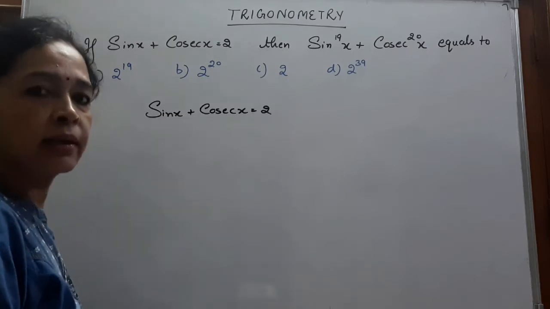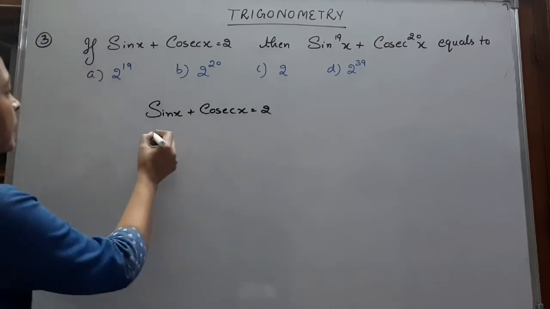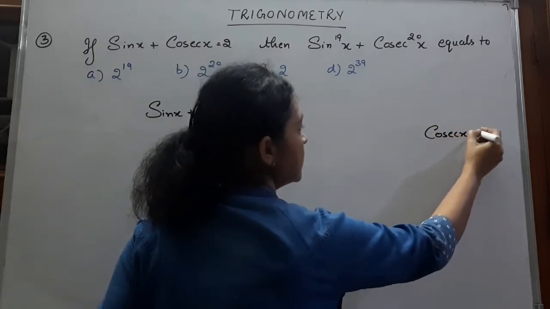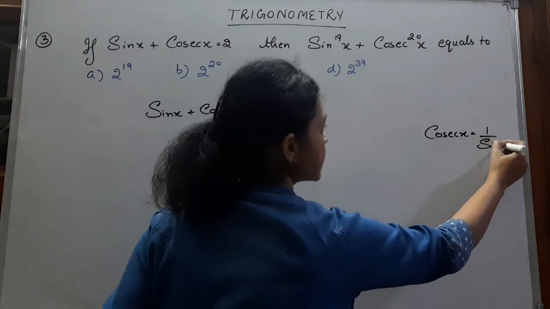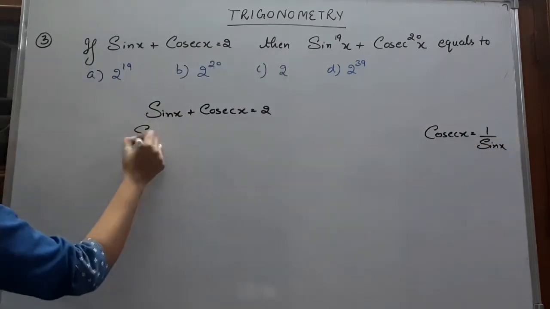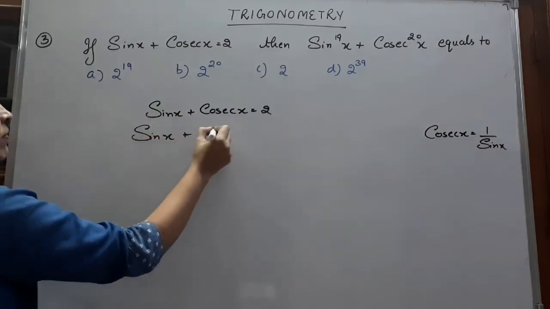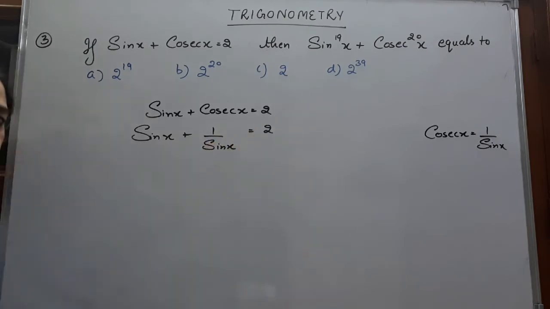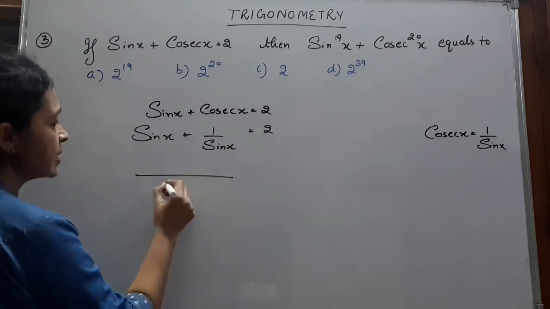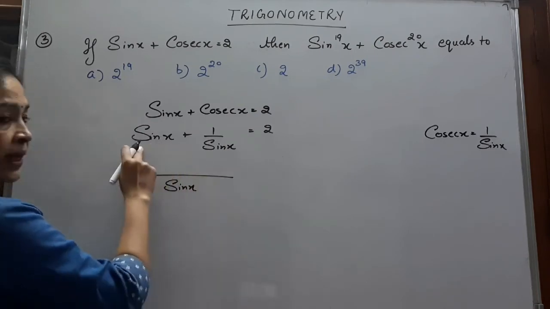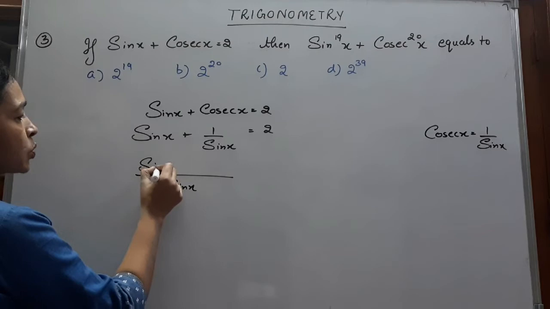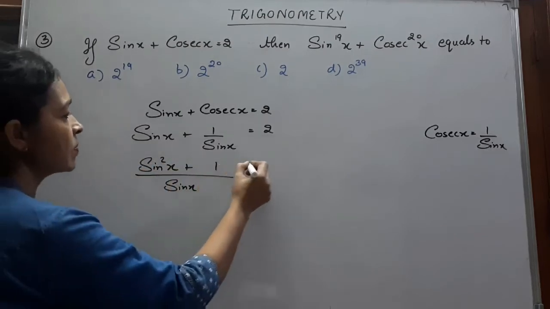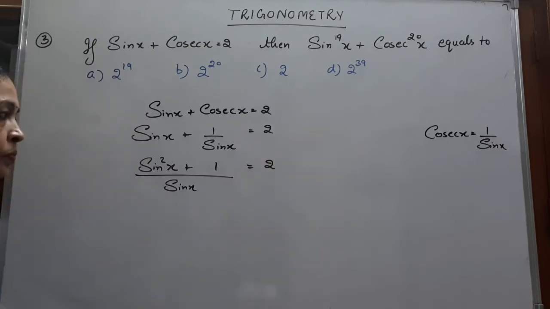What is cosec? Reciprocal of sin. Cosec x is reciprocal of sin x. So, in place of cosec x, we write 1 upon sin x, this is equals to 2. Take sin x LCM. Sin x into sin x, sin square x or (sin x) whole square, one and the same thing, plus 1 is equals to 2.